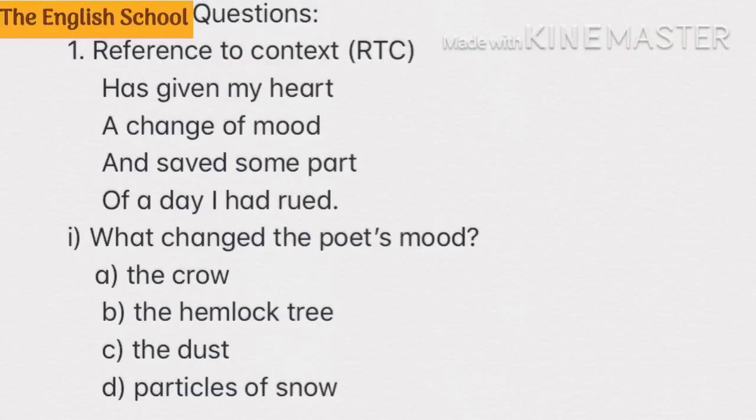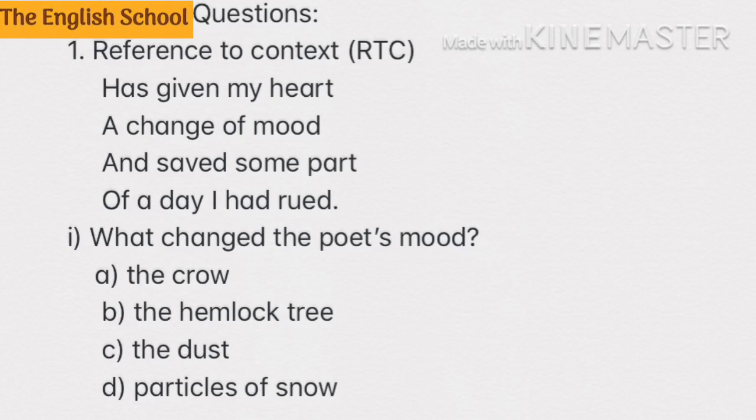That was all about the poem. Now, as promised at the beginning of the video, here are a few important questions from your exam point of view. First one is the reference to context or the RTC. Has given my heart a change of mood and saved some part of a day I had rued. You can see that this is the second stanza of your poem. First question based on this is, what changed the poet's mood? The crow, the hemlock tree, the dust, or the particles of snow? What specifically changed the poet's mood?